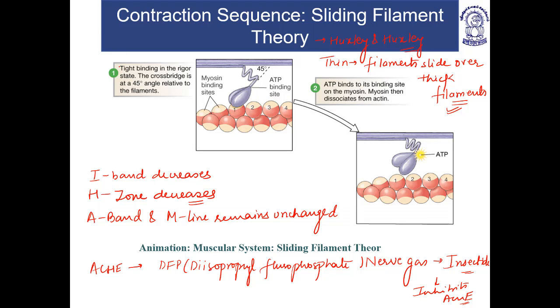Now you can see in the sliding filament theory, there is a tight binding in the rigor state. The cross bridge is at an angle of 45 degrees relative to the filaments. At this angle, the ATP binds to its binding site on myosin. Myosin then dissociates from actin.